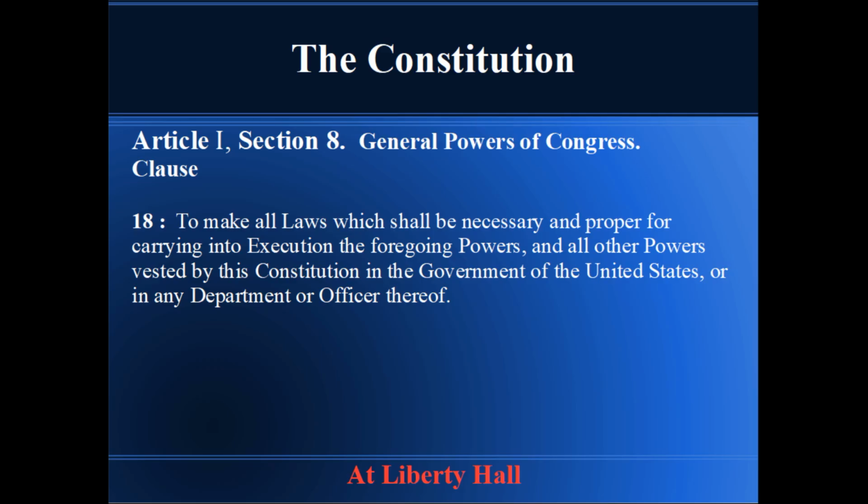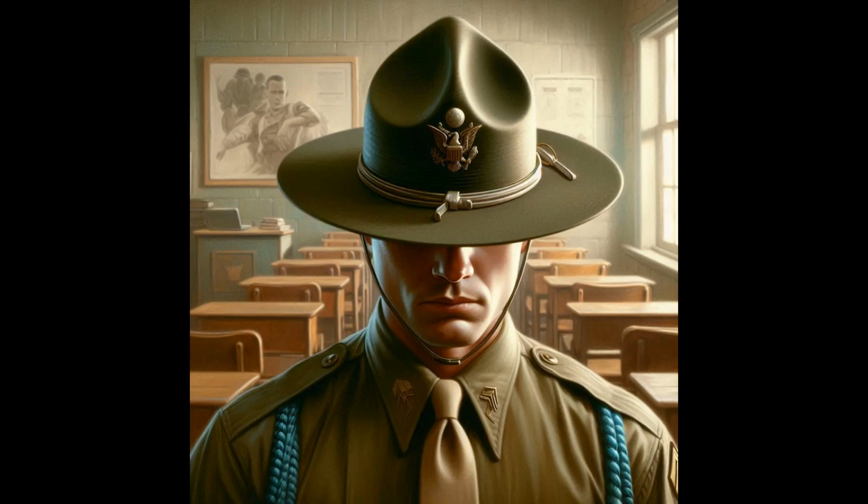Article 1, Section 8, General Powers of Congress. Clause 18. To make all laws which shall be necessary and proper for carrying into execution the foregoing powers, and all other powers vested by this Constitution in the government of the United States, or in any department or officer thereof. 18. Congress can make any laws needed to carry out its powers and the government's duties.